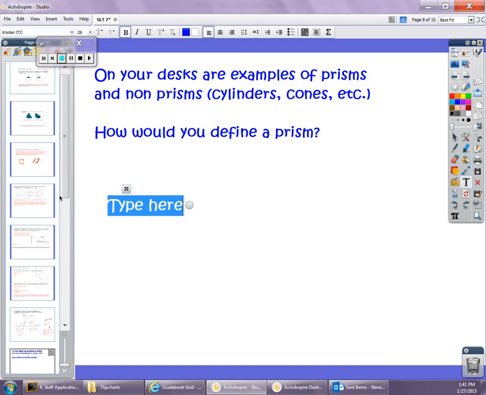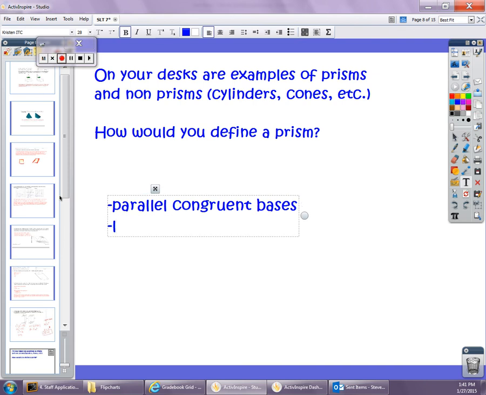So a couple things you should have said with the prism. First of all, they have parallel congruent bases. So the bases have to be exactly the same. And the lateral sides, which means the things that connect the bases, are going to be basically parallelograms.